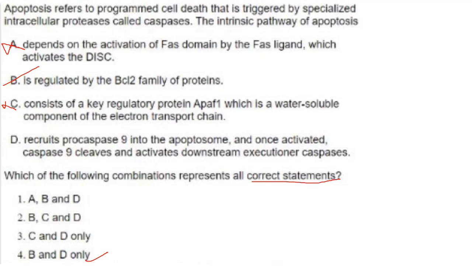Okay, we will see D. Recruits pro-caspase 9 into the apoptosome, and once activated, caspase 9 cleaves and activates downstream executioner caspases. That is correct. So the answer here is option 4, that is B and D only.